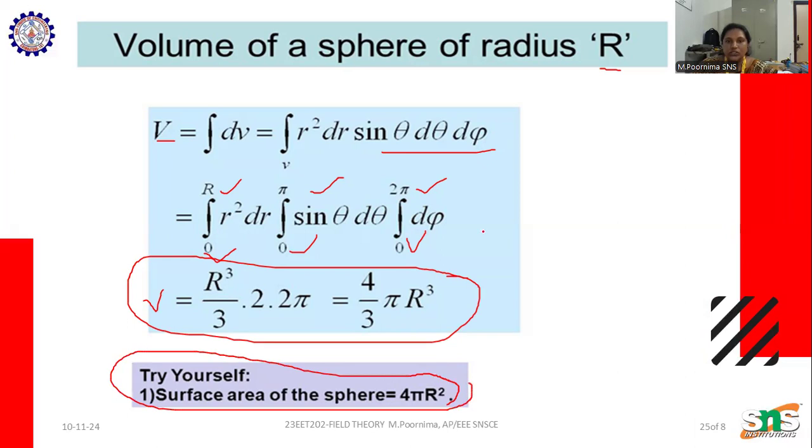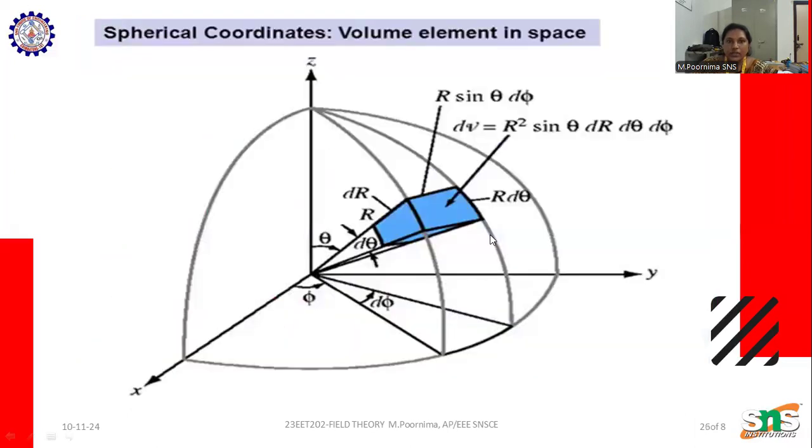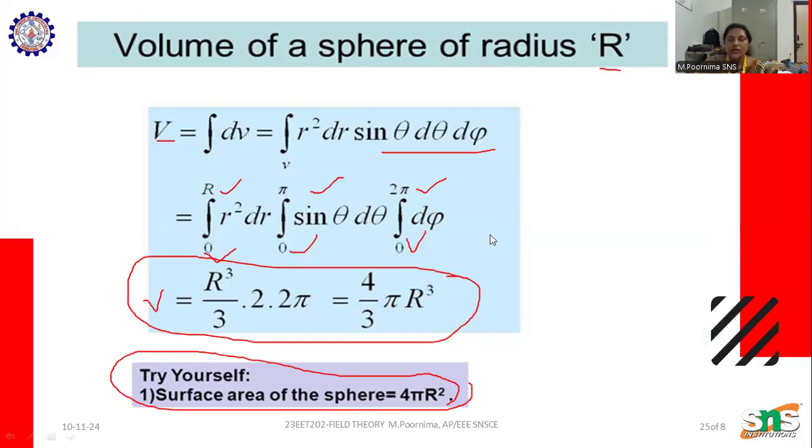So this is the volume integral for the cylindrical system and the spherical system. We can continue this lecture in the next video.